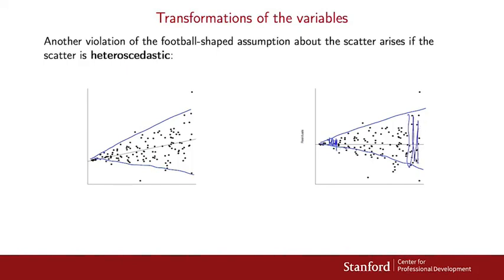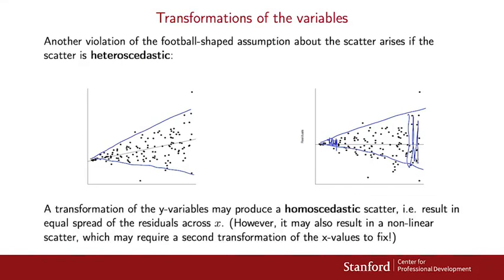Those types of problems can oftentimes be fixed by transforming the y-values. However, it may turn out that that transformation on the y-values changes the scatter from linear to nonlinear. So we may have to do another transformation on the x-values to fix that.